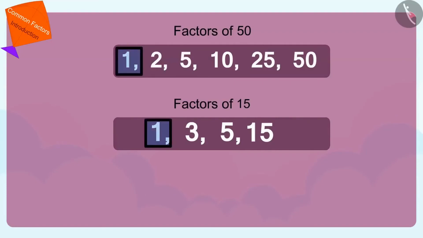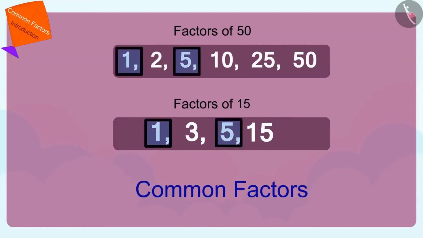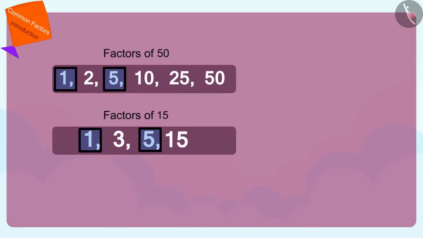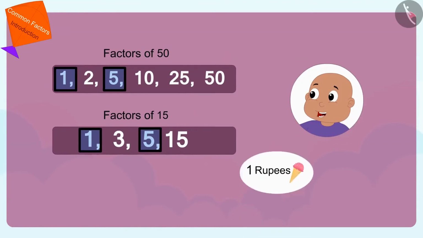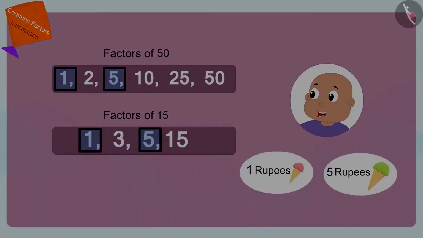1 and 5 are the common factors of 50 and 15. So Bablu would have been able to buy ice creams for 1 or 5 rupees.